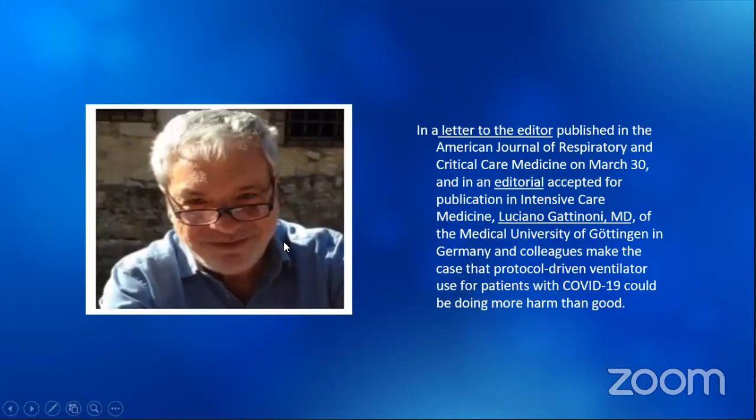Okay, this is the gentleman, Luciano Gattinoni, who has presented his concept about the management of ARDS in COVID-19, and he's saying that every chest infiltrate in a COVID-19 case is not ARDS, and we should change our management plan based on the parameters which he described in his thesis or articles and interviews. So we'll go through this now.